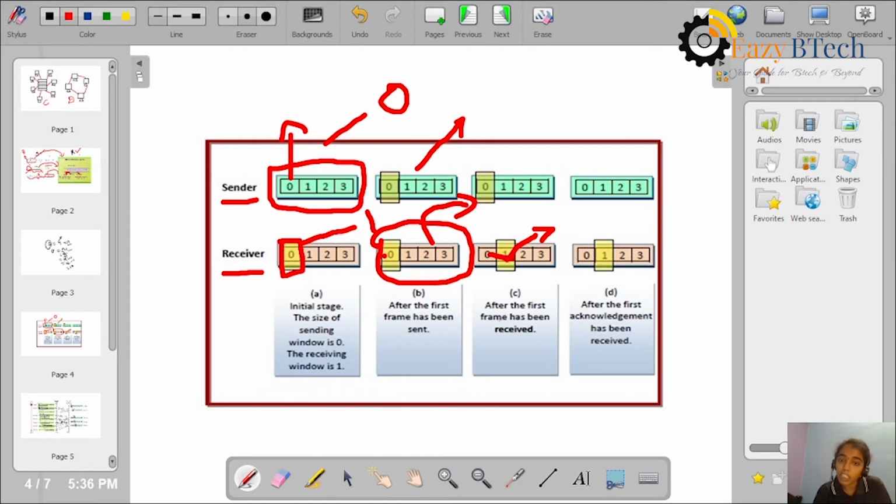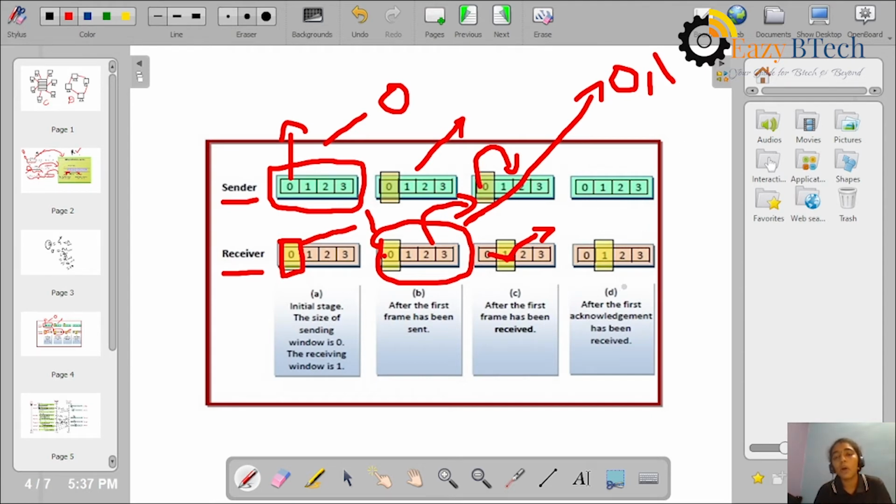After the first frame has been received, the acknowledgement is received by the sender. Only after receiving that acknowledgement will it move from left to right. It indicates 1. In this acknowledgement, the receiver says that he received frame 0 and wants to receive the next frame, 1. 1 is the sequence number of the frame. I already said the receiver will give an acknowledgement of multiple frames, which includes the next expected frame sequence number.